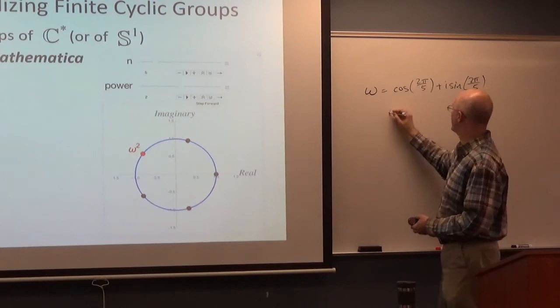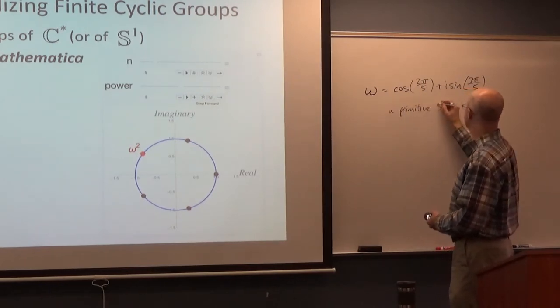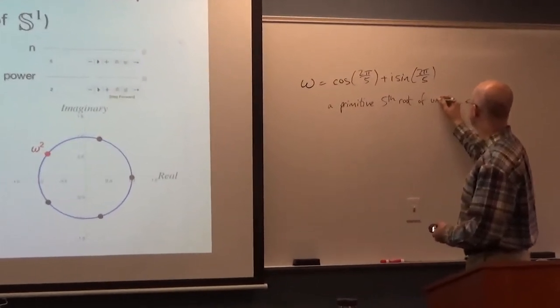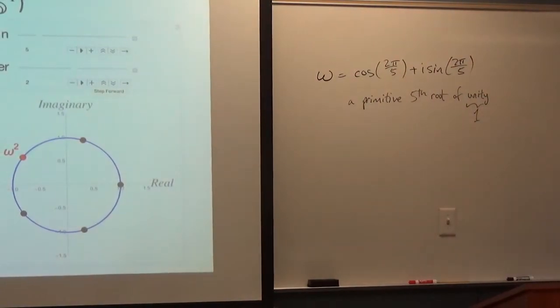This is called a primitive, in this case, 5th root of unity. Unity standing for the number 1. A primitive 5th root of unity, and it is a generator for the cyclic group that you see visualized here.